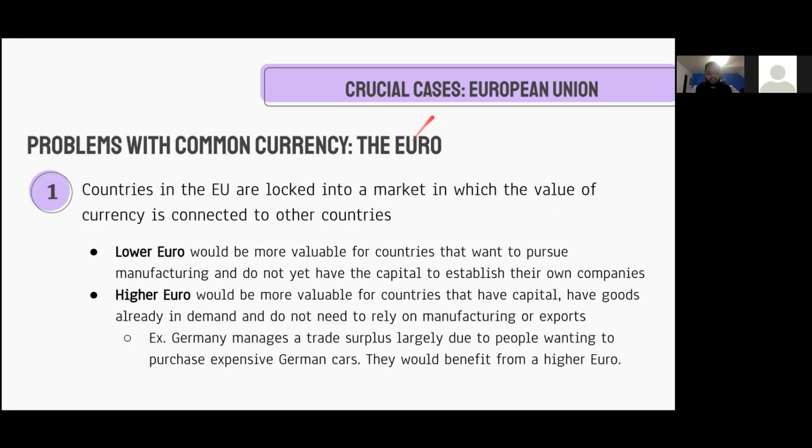Okay, let's look at some case studies and examples of what this looks like. One example is the case study of the European Union.